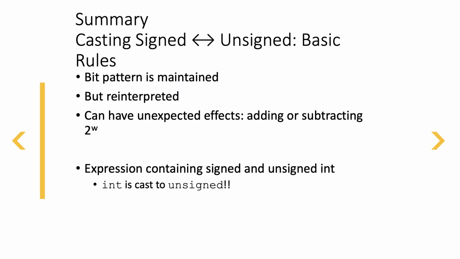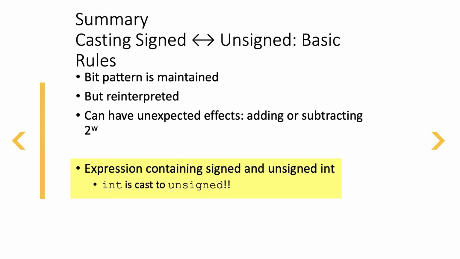So to summarize, when we're casting between signed and unsigned in either direction, we've got some basic rules that we want to keep in mind. We always maintain our bit pattern. When we're just going between signed and unsigned, we're not going to actually change the bits at all. We're just going to reinterpret them. We can have unexpected effects, right? If we're adding or subtracting 2 to the W, if we start getting pretty close to our maximums or minimums, things can start doing odd things. We can get into things like overflow and wraparound that we'll talk a little more deeply about in future videos.